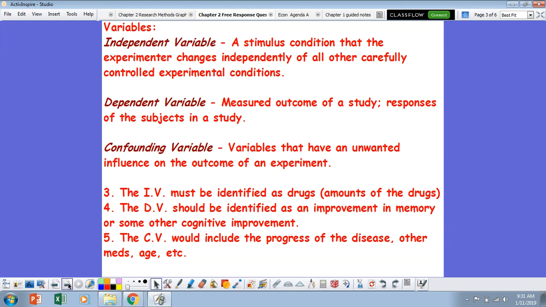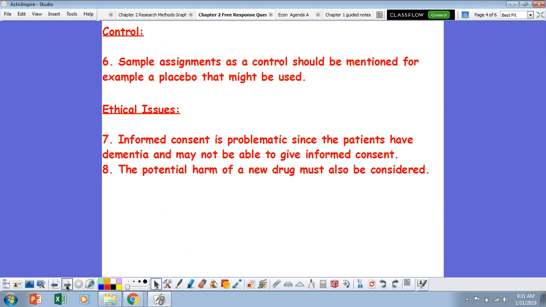And number three, the independent variable must be identified as drugs, such as the amount of drugs that are going to be consumed. Your dependent variable should be identified as an improvement in memory or some other cognitive improvement. Your confounding variable would include progress of the disease or other medications, the age of the client, and maybe diet or some other items. Your controls for number six, your sample assignments as a control should be mentioned, for example, a placebo that could be used.